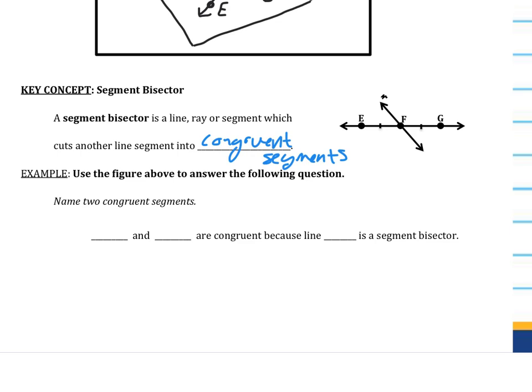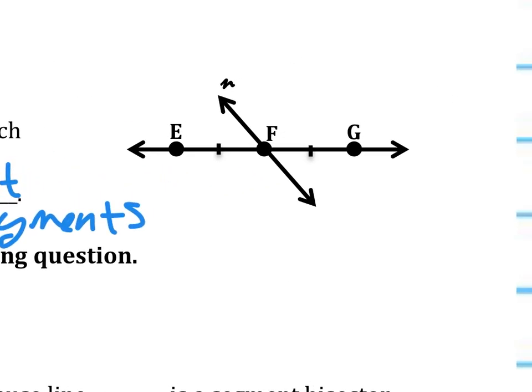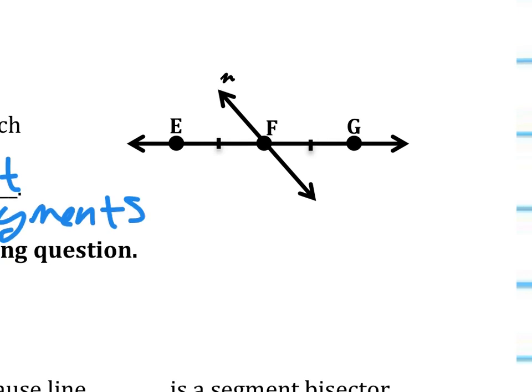So here in this figure, we're really looking at segment EF or EG here. I'm going to make this a little bit bigger so we can look at it. So we're looking at this segment EG. It is on a line, but this is a segment. So this is our segment. And this line here, line N, this is our segment bisector.